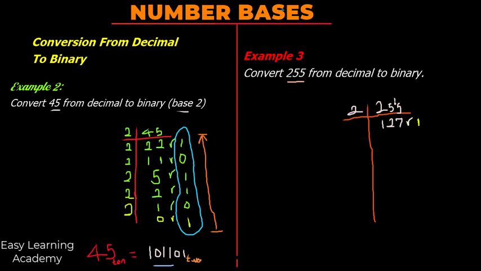So the next one we are going to have will be still 2 again. Now 2 comes into 12. This time around, let's pick 12. How many times? It is 6 times. Now 2 comes into 7. How many times? It is 3 times. Is there any remainder? Yes, remainder 1.